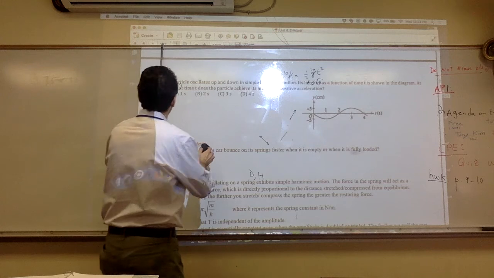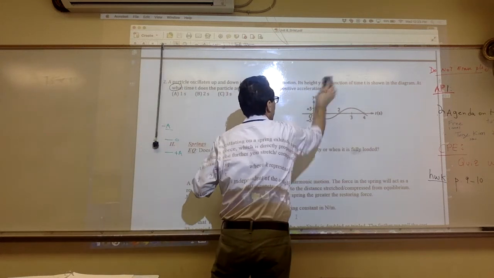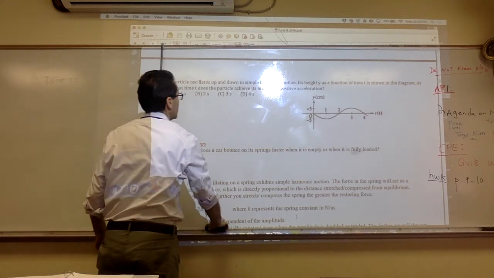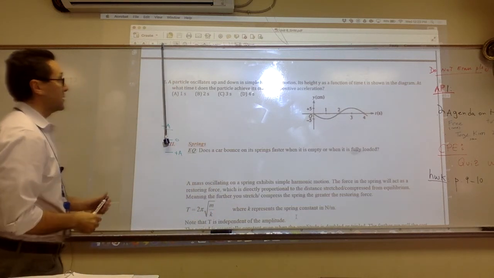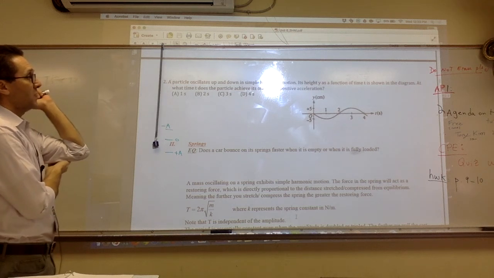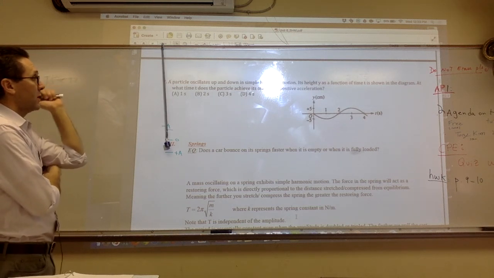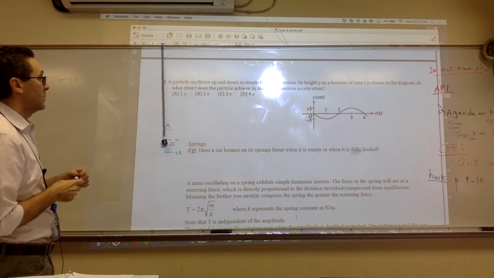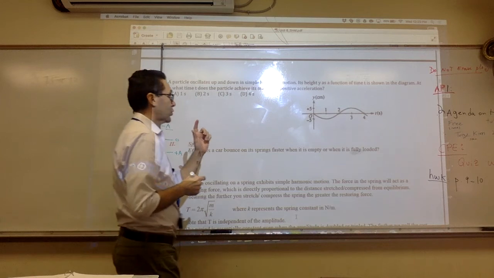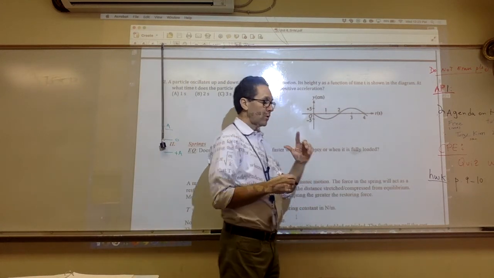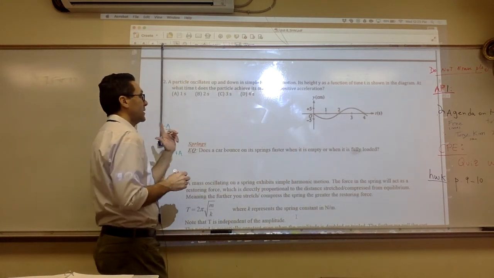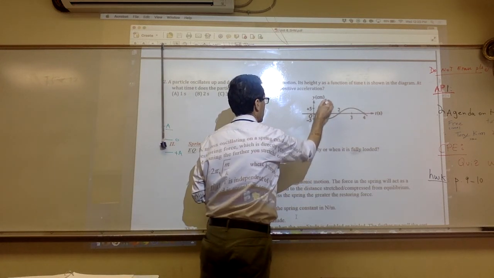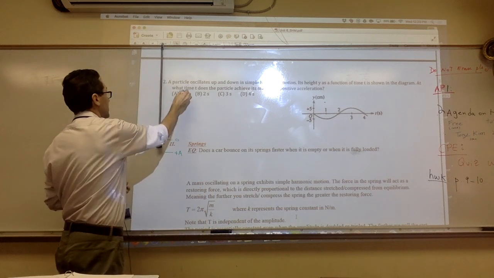Okay. Number 2. A particle oscillates up and down in simple harmonic motion. Its height is a function, so basically its position as a function of time is shown in the diagram. At what time, time t, does the particle achieve its maximum positive acceleration? So you're going to get maximum positive acceleration when your displacement is maximum and negative. So that happens here. So the maximum positive acceleration will happen at 1 second. So that's your answer.